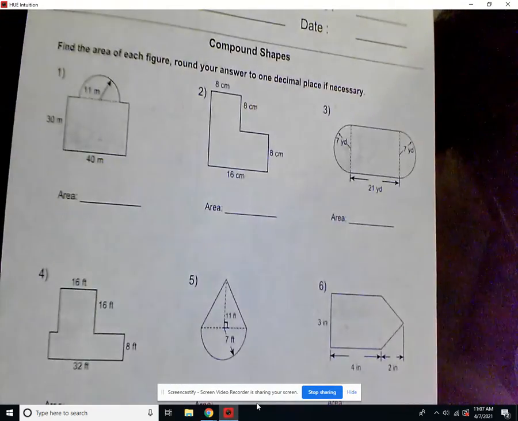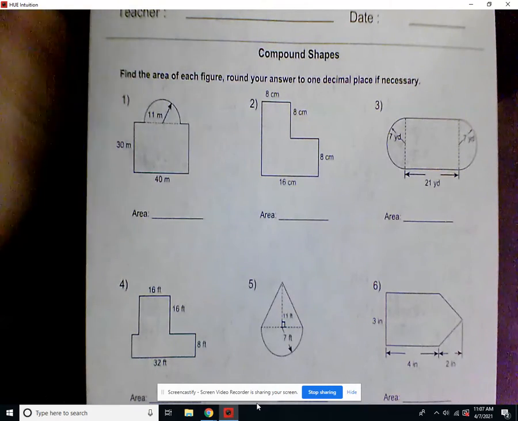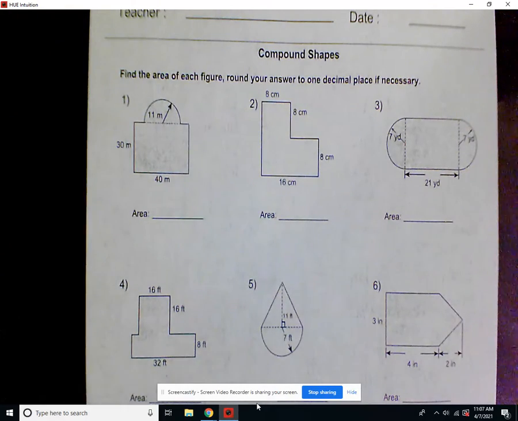All right, so for this video, we're going to look at composite figures or compound shapes. So it's more than one shape put together. What's different about this page is that some of the shapes aren't clearly defined. And that's why I wanted to go over this with you, because we've got to figure out where to cut it and figure out what shapes we have. We're not going to do all of them, but I do want to look at several of them.